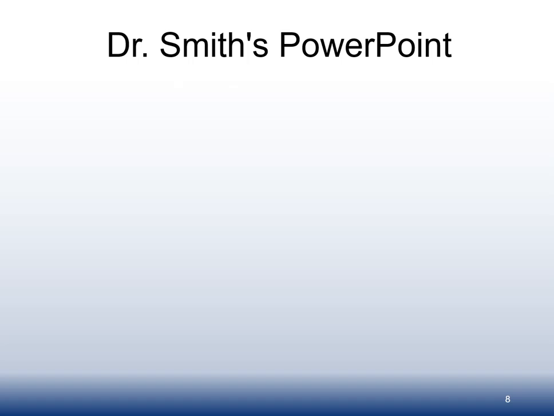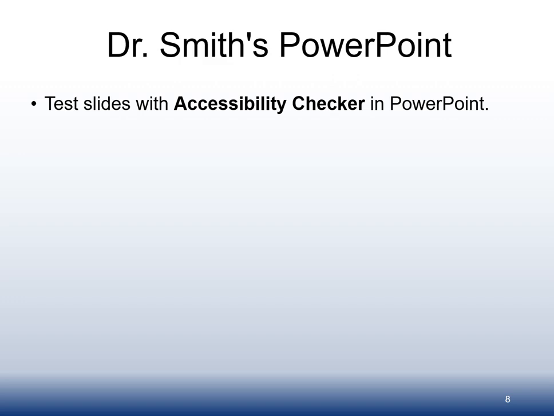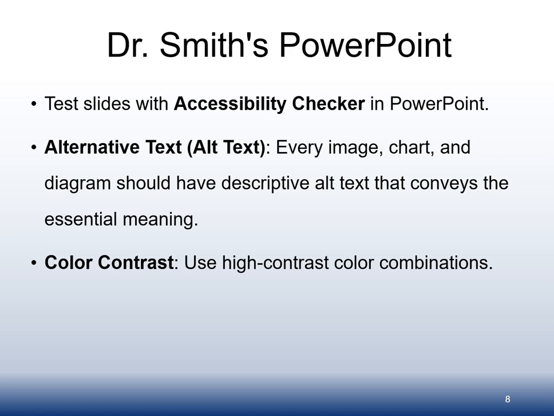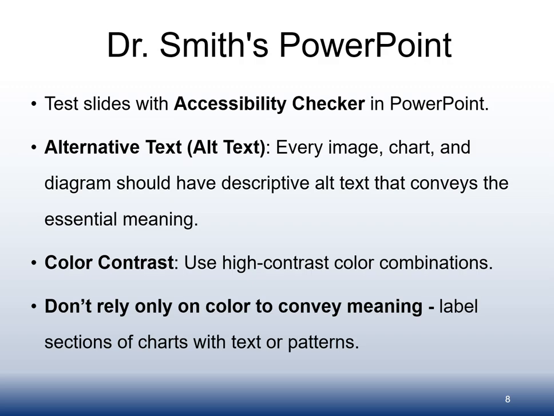Dr. Smith's PowerPoint, accessibility basics. Dr. Smith should begin by running the accessibility checker in PowerPoint. The checker helps identify common issues and guides her toward corrections, including alternative text. Alt text: every meaningful image, chart, and diagram must include descriptive alt text that conveys essential information. Color contrast: use high contrast color combinations so content is readable for all users. Color use: do not rely on color alone to convey meaning. Charts and visuals should include labels, text, or patterns to distinguish sections.